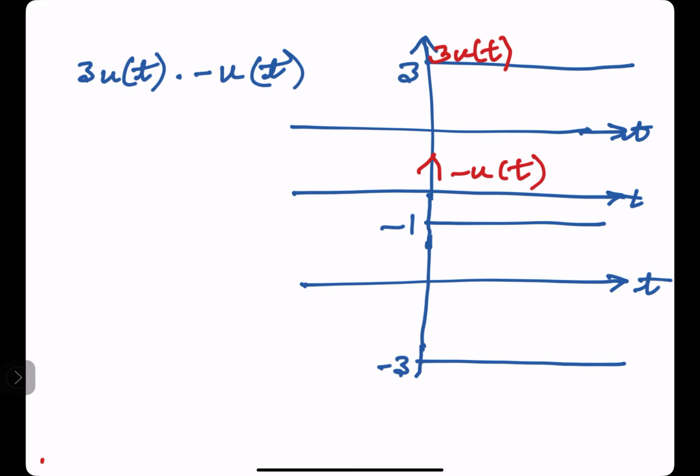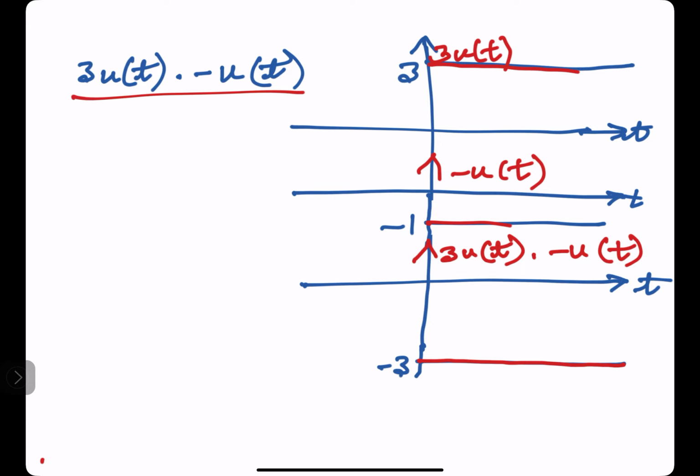So here if we note down, this 3 and minus 1 alone are multiplied. So 3 into minus 1 gives minus 3. So here we have plotted minus 3, that is, the amplitude is minus 3. So this is the resultant signal, 3 u of t into minus u of t. This is the result of this signal multiplication.